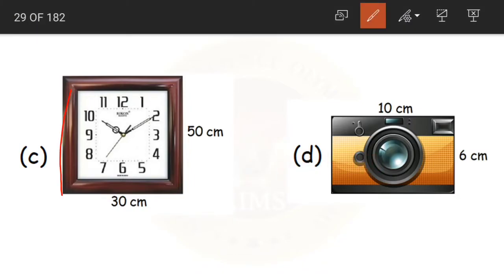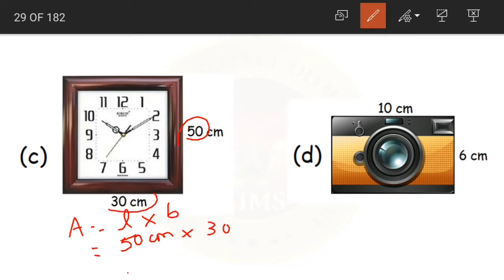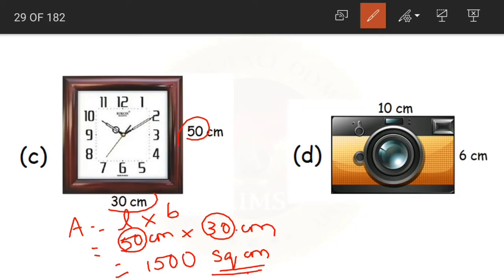Next question C. Now this is a rectangle. Why is it a rectangle? See, the length here is 50 centimeters and the other length here is 30 centimeters. The measurements are different, so we can say that the given figure is a rectangle. Now what is the area of a rectangle? Length into breadth. The length is 50 centimeters into breadth 30 centimeters. Multiplying the numbers, 5 into 3 is 15, so 1500 square centimeters. Is this clear, children?